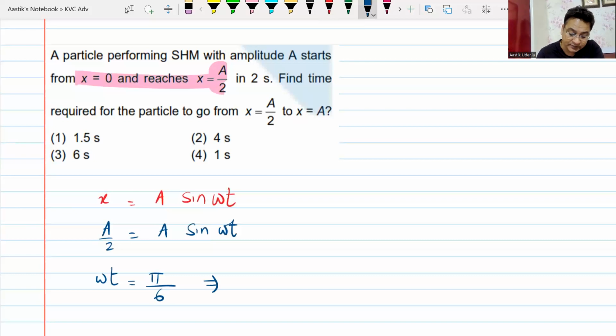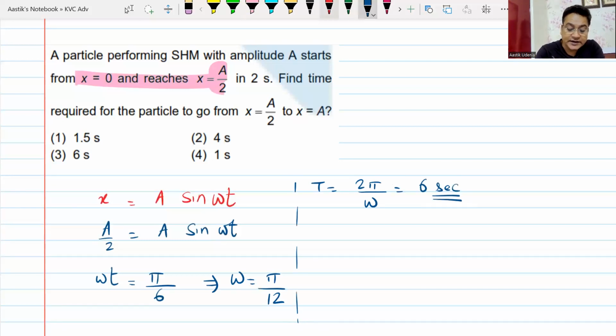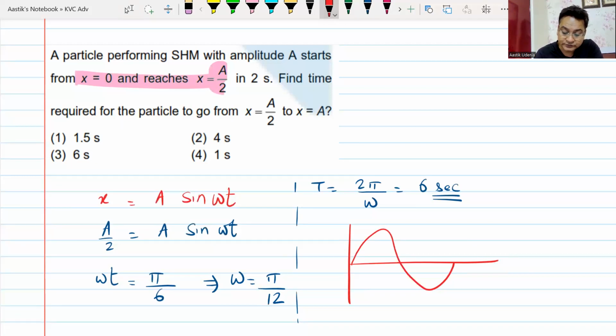So your omega becomes pi by 12. Now your omega is pi by 12. Your time period becomes 2 pi by omega. So your time period becomes 6 seconds. The total time is 6 seconds. Then you just draw a simple sine wave from 0 to a by 2. This is a by 2. This is a.